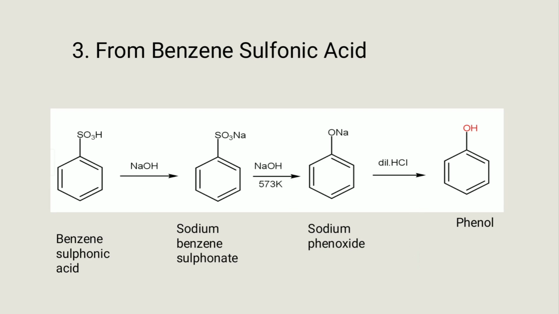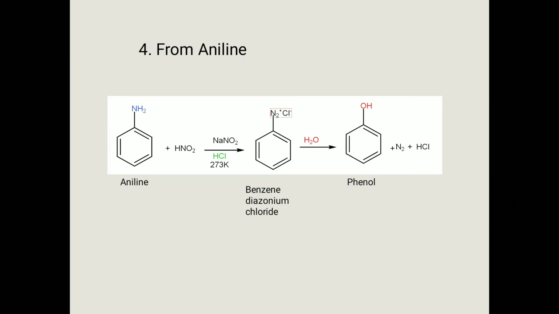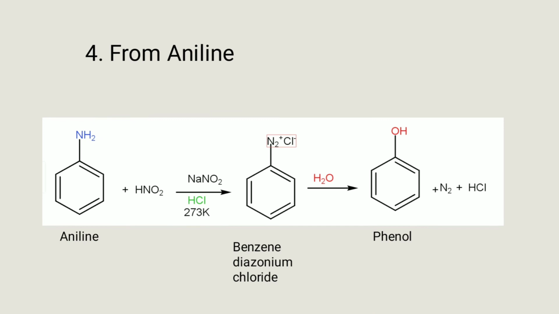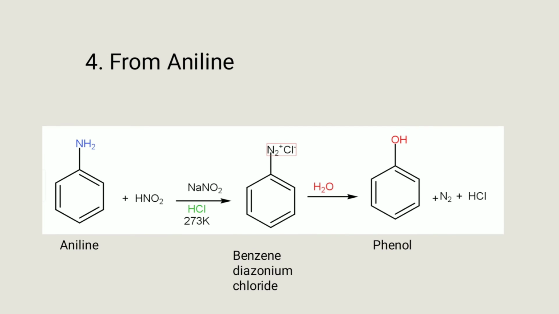And now let's see the last one, that is the preparation of phenol from aniline. Aniline's NH2 is a bad leaving group. So first we have to convert that bad leaving group NH2 into a good leaving group, and then we can easily treat the good leaving group to get phenol. So see, the formula of aniline is C6H5NH2, or we can write a benzene ring and on that write down NH2, and when that is treated with HNO2, HNO2 is formed by NaNO2 plus HCl at 273 Kelvin.